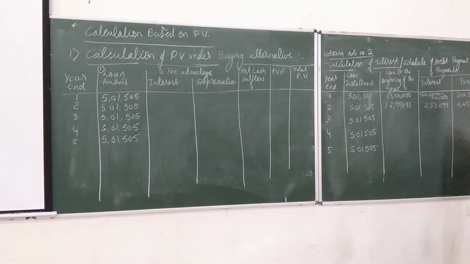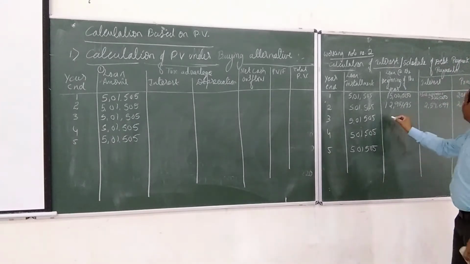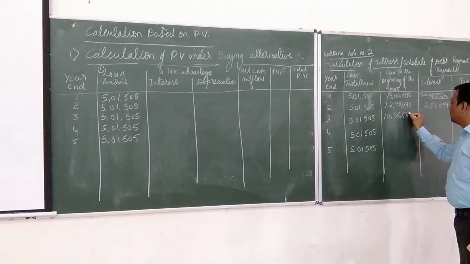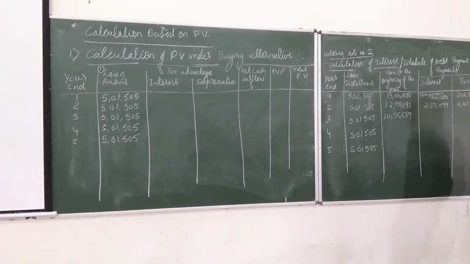2,41,806. Okay. What is the balance amount? Out of 12 lakh, you take out 2 lakhs. 10 lakh? 56,689. Okay. So now, come back to this one. 10 lakh. Answer towards 10 lakh, 56,689 into 20%. 2 lakh.